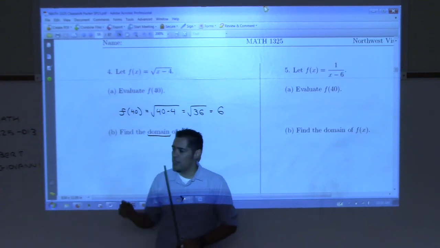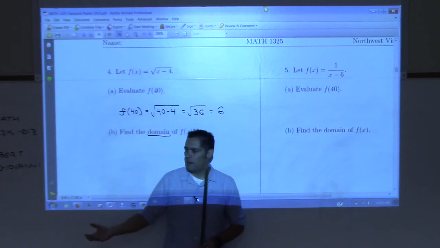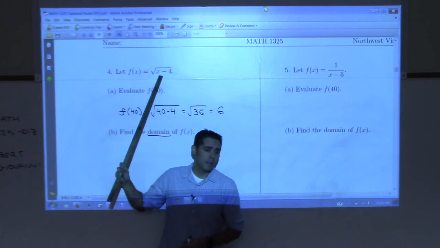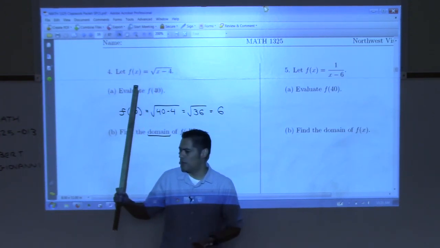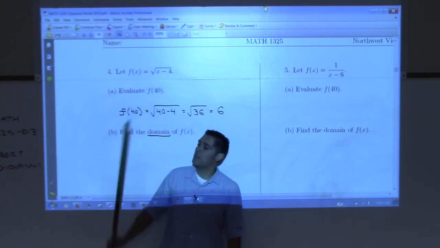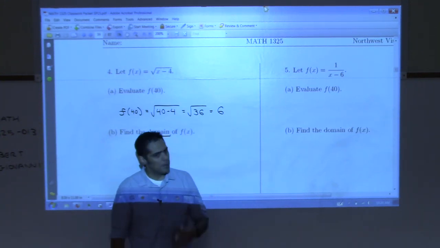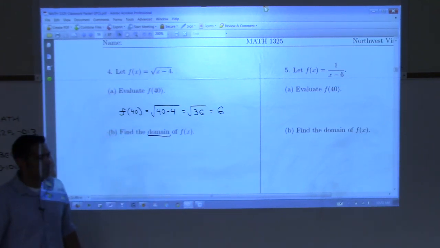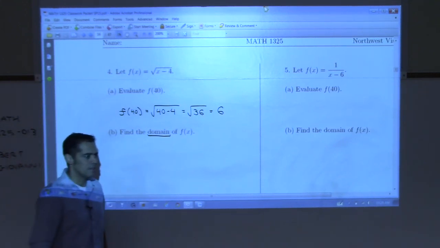But with this function, am I allowed to plug in any number I want? Like, can I plug in 10? Can you do 10 minus 4? That's 6. Can you take the square root of 6? On your calculator, you probably could, right? Can you plug in 0? If you plug in 0, you're going to get -4 and then the square root of -4. And that's a problem, isn't it? We don't deal with square roots of negative numbers. You have to start talking about imaginary numbers, and that's beyond the scope of this class.